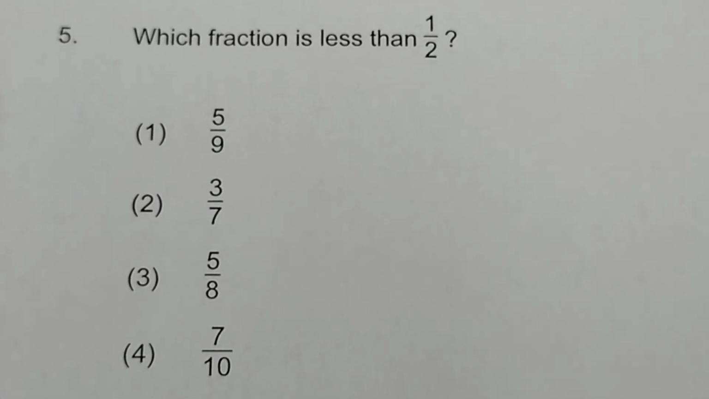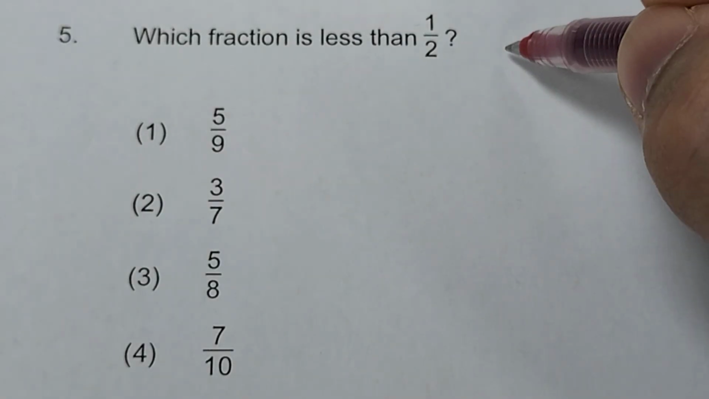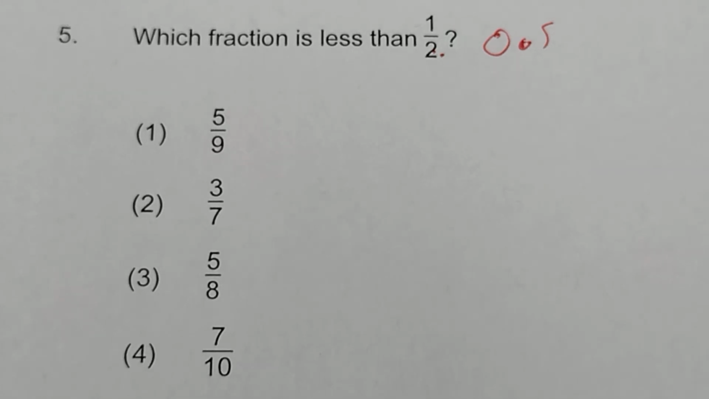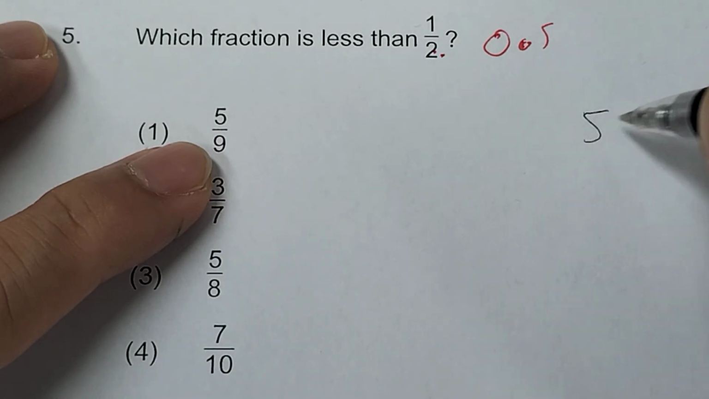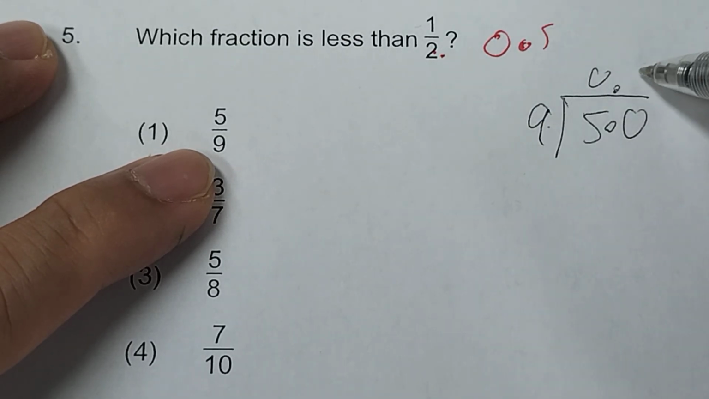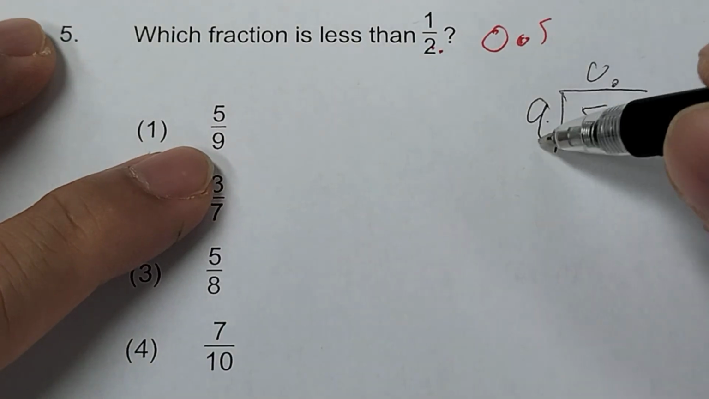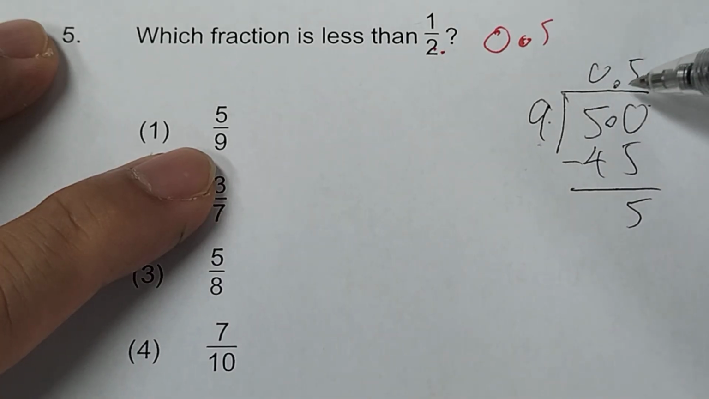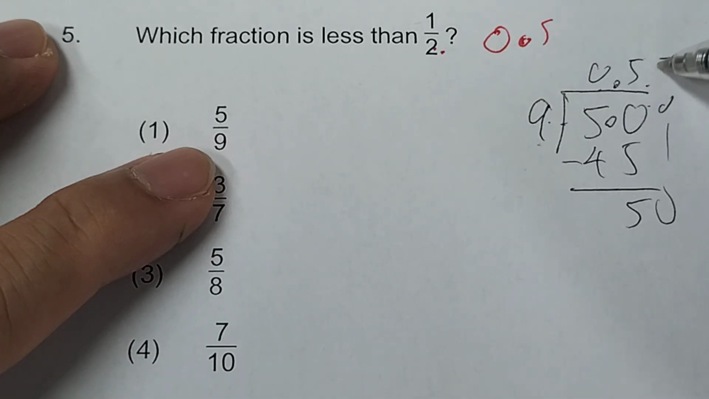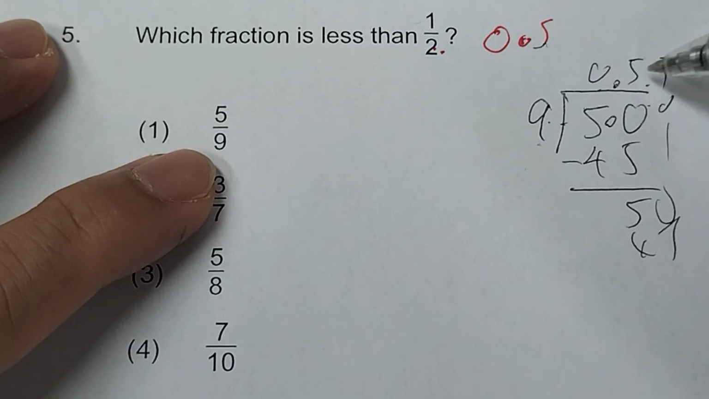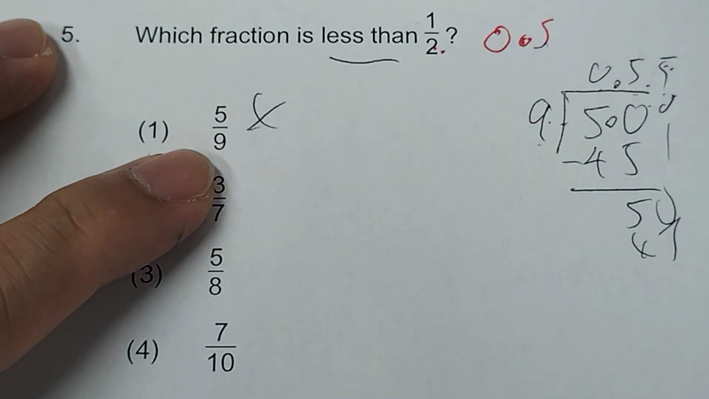Next one, which fraction is less than half? So one way you can do it is this. Half, you know, as a decimal is 0.5, right? So less than half means, for example, 5/9. 5 divided by 9. So 9 times 5 is 45. I have 5. If I can get 0.5, whatever number I put here, for example, if I put in a 0, 9 times 5 is 45. This number, 5/9, is definitely bigger than 0.5 because I already have 0.55. So this is not less than half.